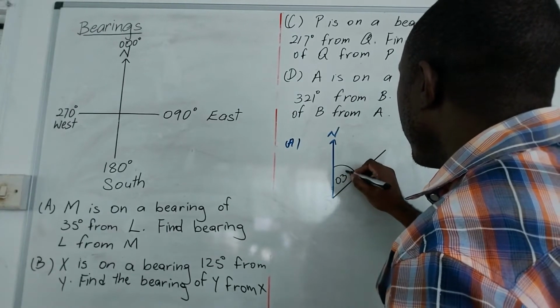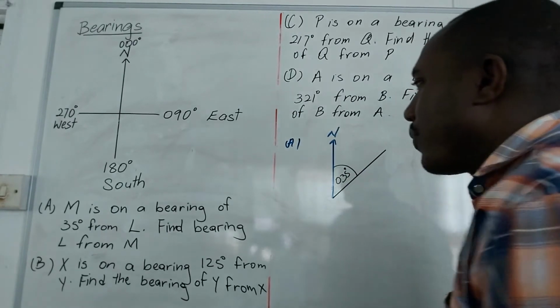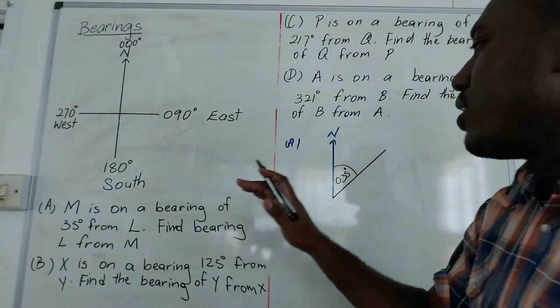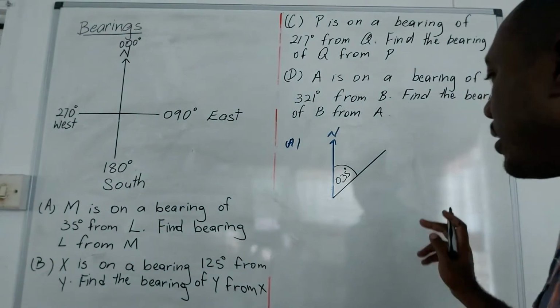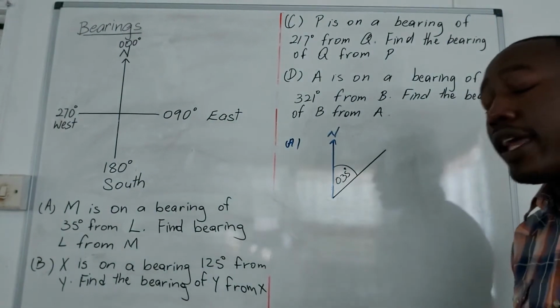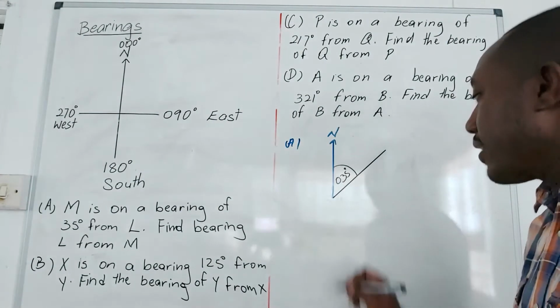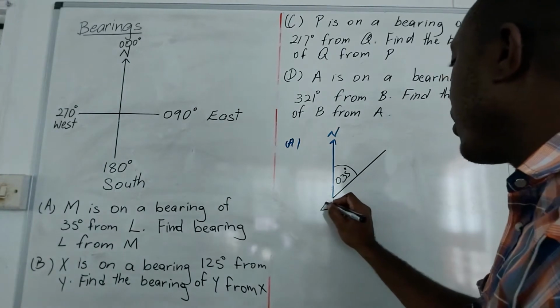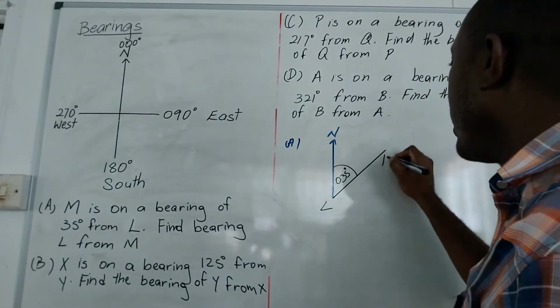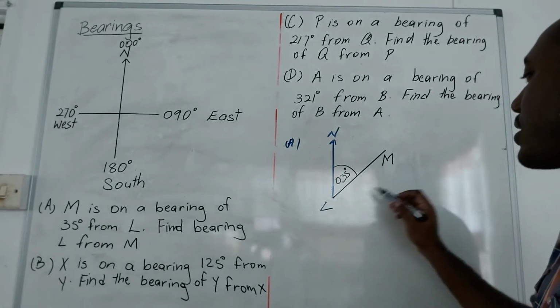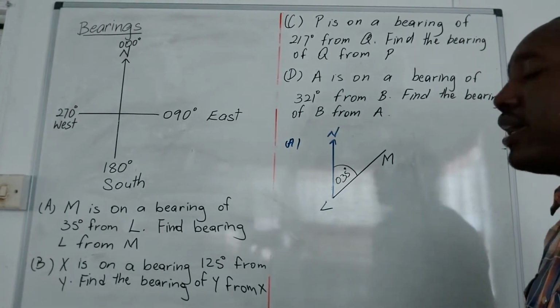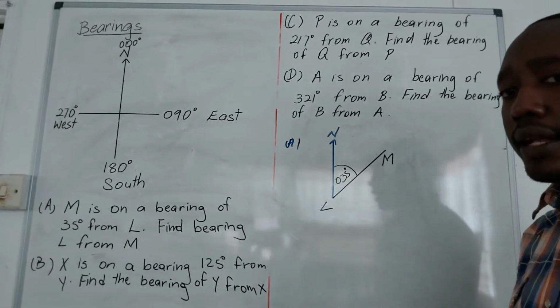035 degrees. Now, it says M is on a bearing of 35 degrees from L. So which point is L? If it's from L, it means L is the starting point. This is L here, and we have M there. So M is on a bearing of 35 degrees from L.